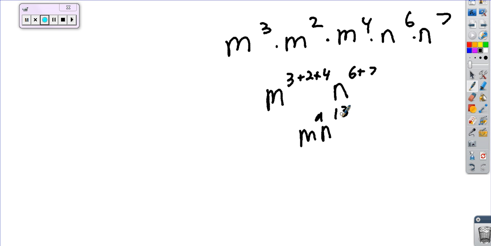Now it's traditional that you would put those in alphabetical order, and sometimes even by order of magnitude, which would mean the n would come first because that has a higher magnitude with the 13th power. Let's try one more.